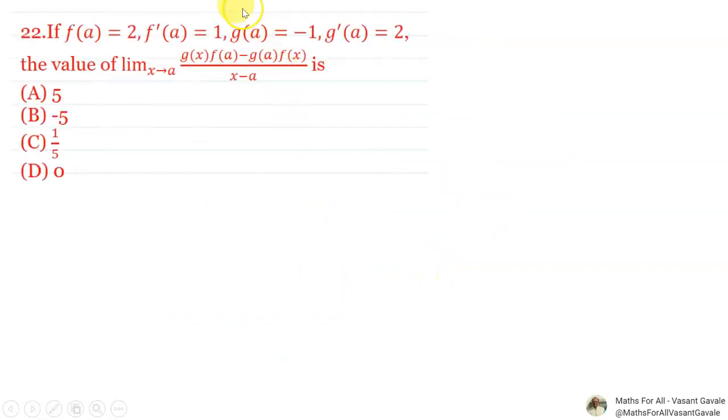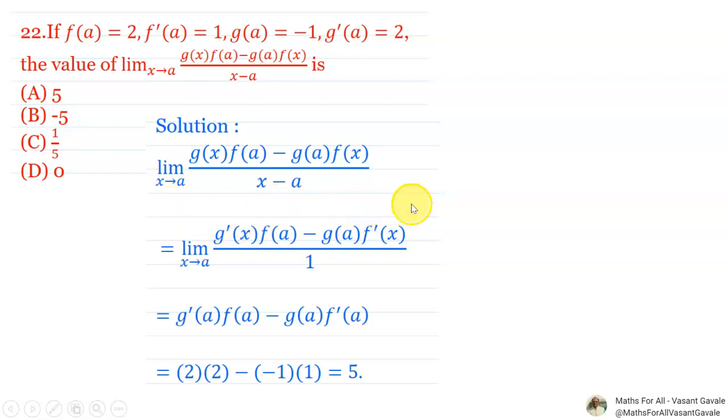Next example, if f of a is equals to 2, f dash of a is 1, g of a is minus 1, g dash of a is 2, the value of limit x tends to a of g of x into f of a minus g of a into f of x upon x minus a is.